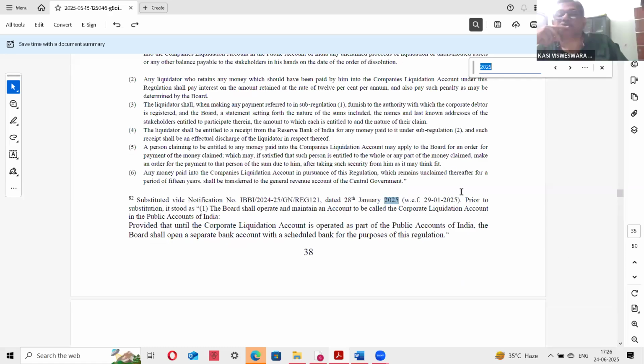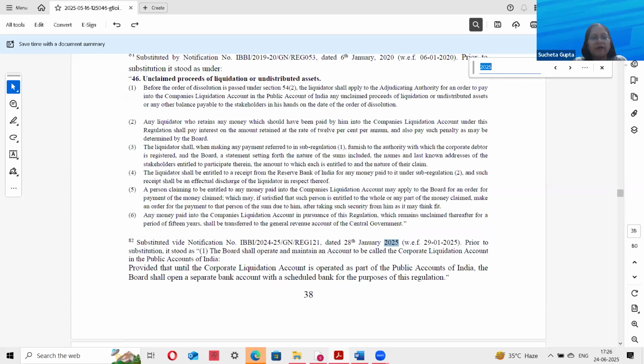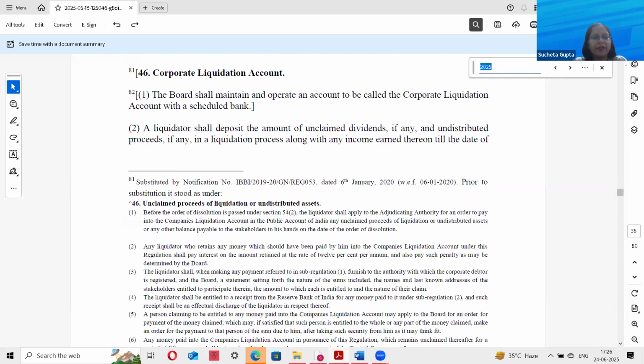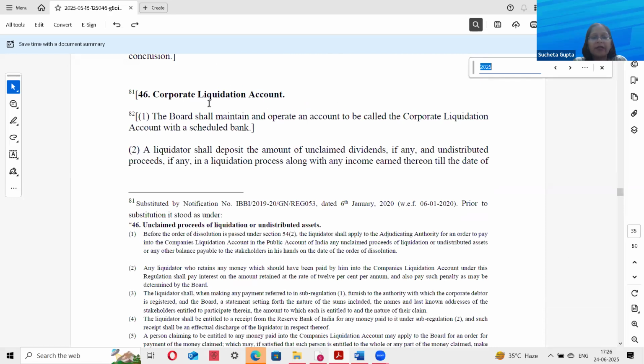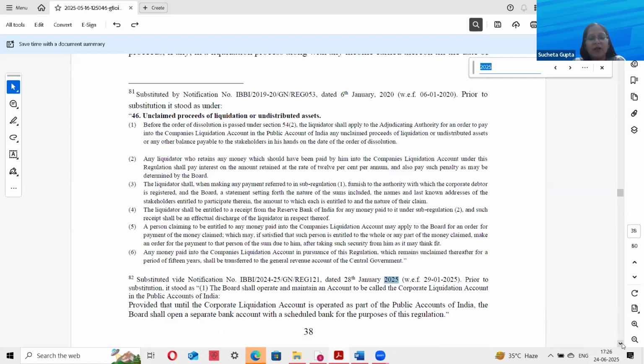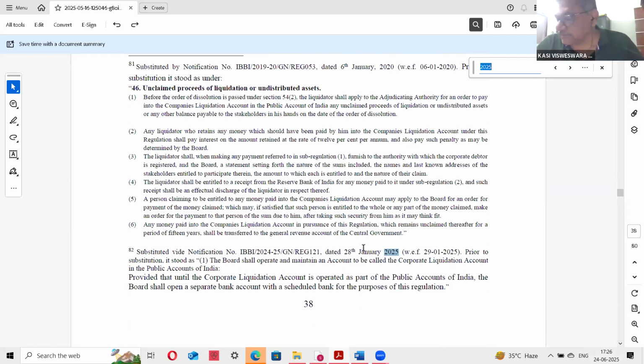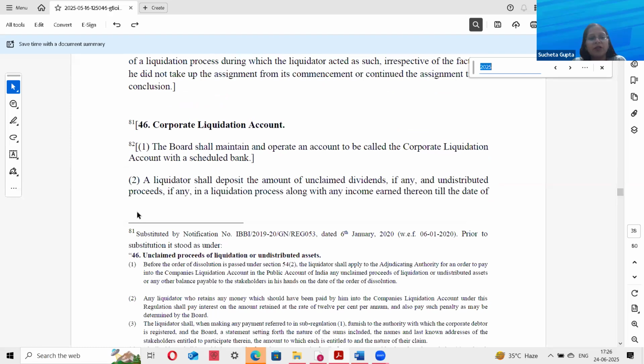This was also substituted. So I will show you the 82, the corporate liquidation account. The board shall maintain and operate an account to be called the corporate liquidation account with the scheduled bank. Earlier it was in the public accounts of India. Now it is with the scheduled bank.